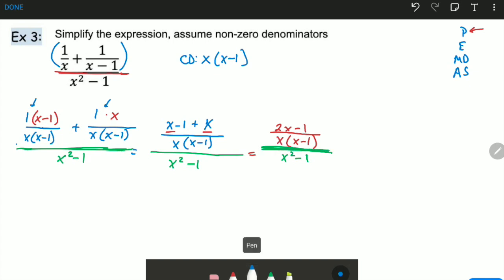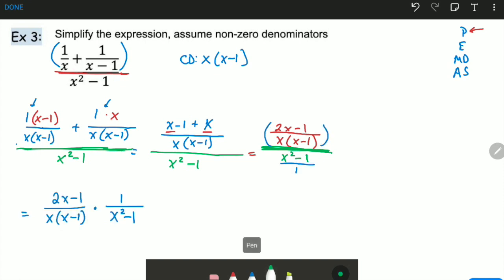If you're curious of how that will work, this is the first fraction on top. The second fraction is technically over 1. So when I do keep, change, flip, it will look something like this. So 2x minus 1 over the common denominator that we had. Change it to multiplication and flip the second fraction.